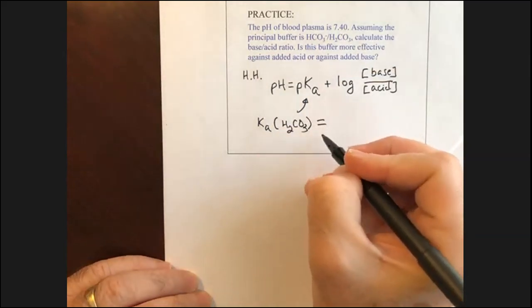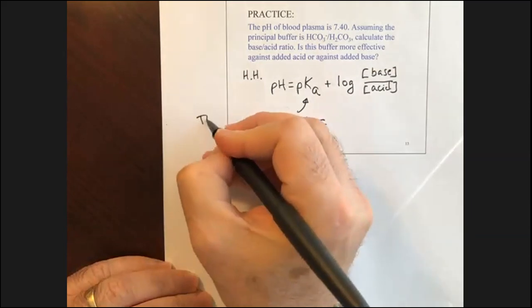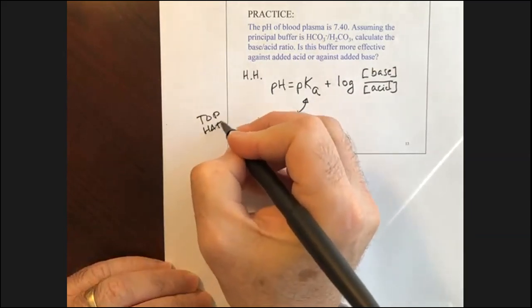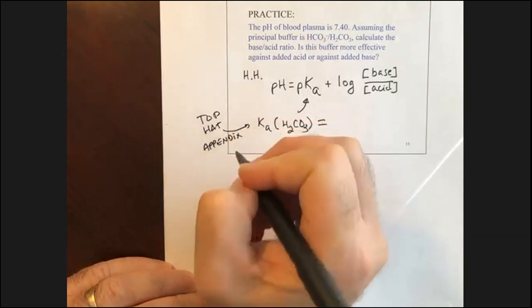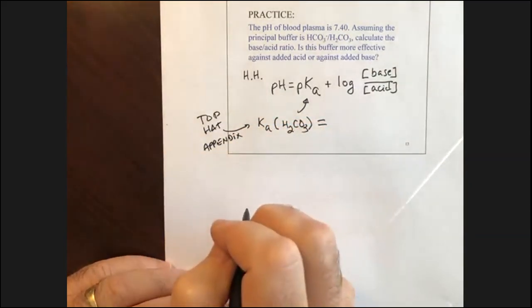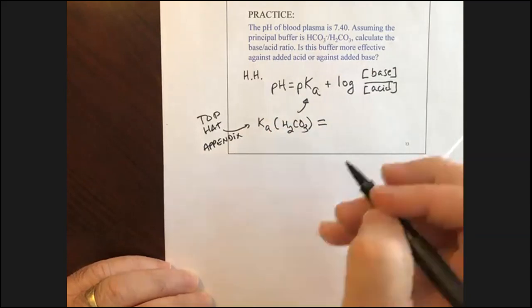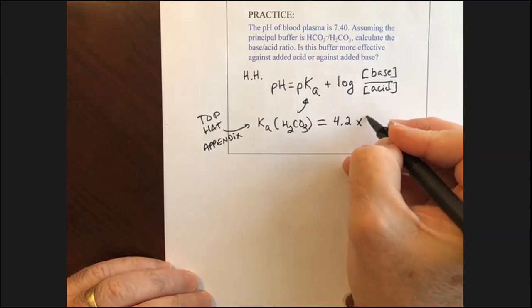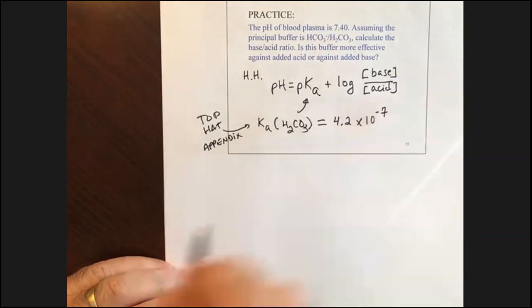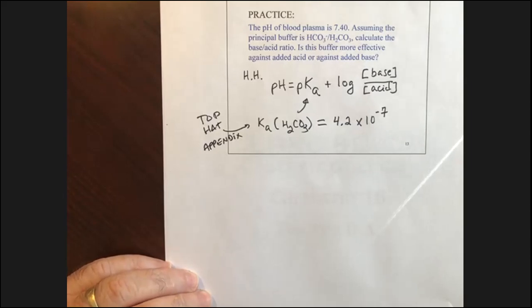We should be able to find this in your Top Hat appendix, and hopefully you remember where that is. There are actually several tables in there, and one of them has Ka values. We find that for carbonic acid it is 4.2 times 10 to the minus 7. Don't forget, Ka, like all equilibrium constants that we work with, doesn't have units. It's unitless.